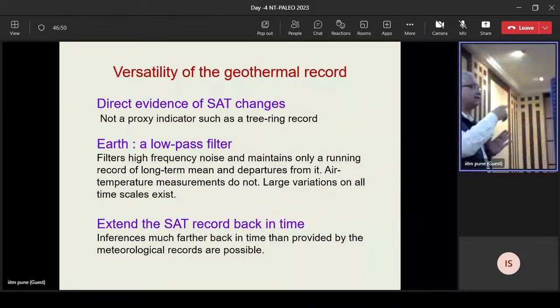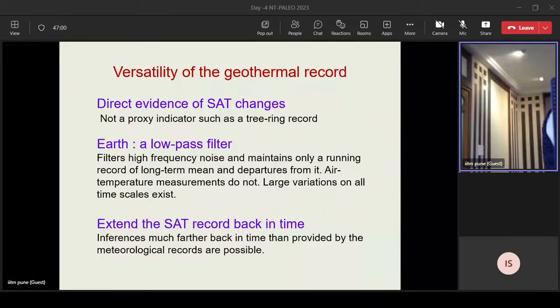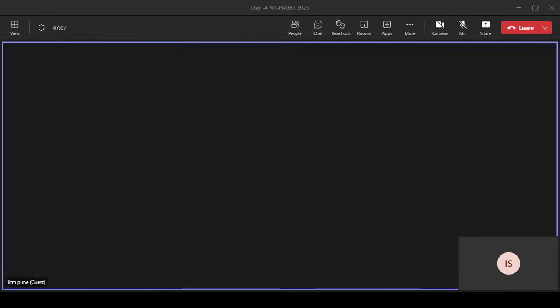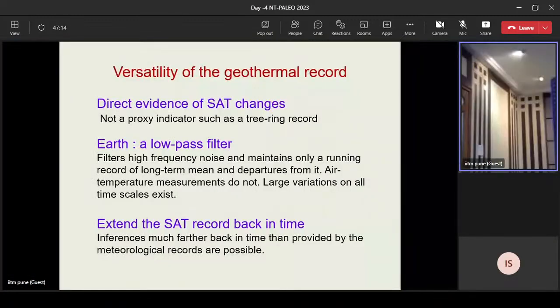You understand this over the last few days in the course: we have seen that in every method you measure something, you don't measure temperature directly. You measure something which is then calibrated in terms of temperature. Here you are measuring temperature directly. Then the other advantage is that the Earth, I explained the low pass filter action. It filters the high frequency noise and maintains only a running record of the long term mean and departures from it. This is what is climate change, right?